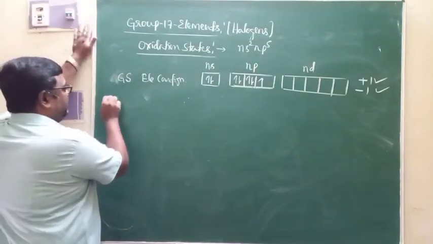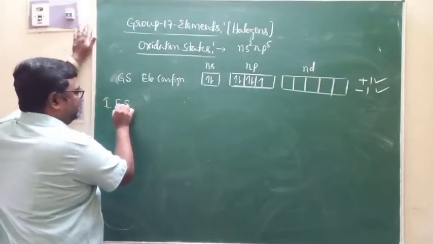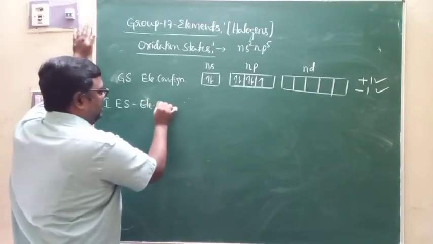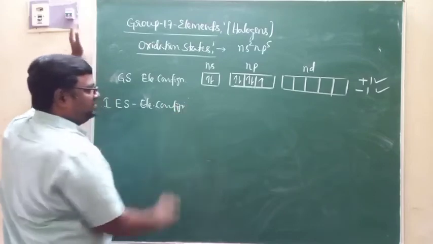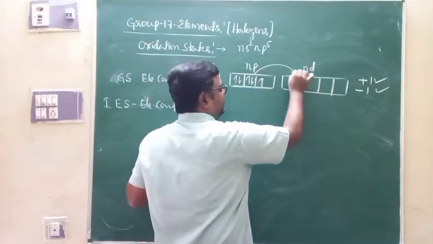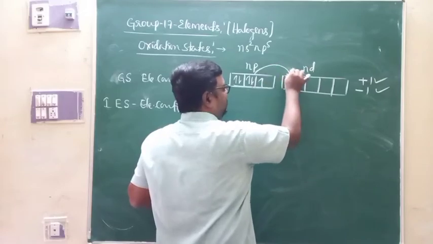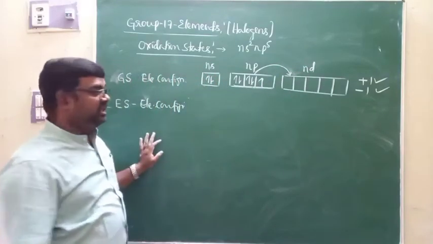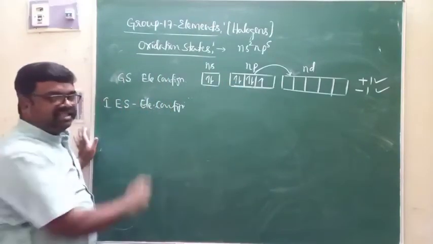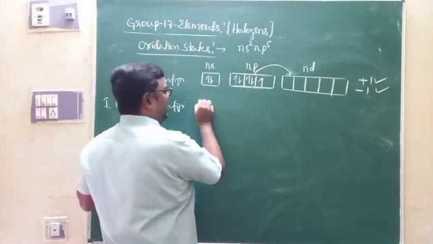And if energy is provided, that is in the first excited state, what is the electronic configuration of halogens in the first excited state? One electron from NP is shifted to ND there. If energy is provided, that is in the first excited state of the atom.